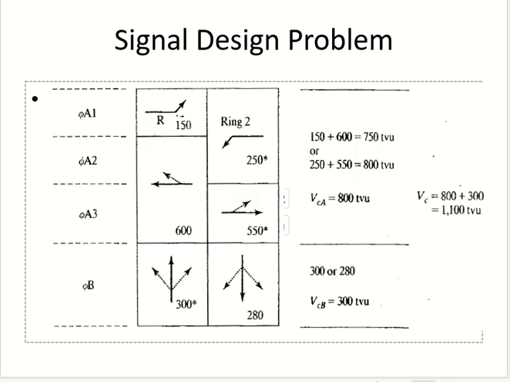Okay, here are 4 phases: A1, A2, A3, and B. Now, what is a phase? A phase is the time during which the same movements are allowed without change. So what happened in A1? These 2 movements are allowed.